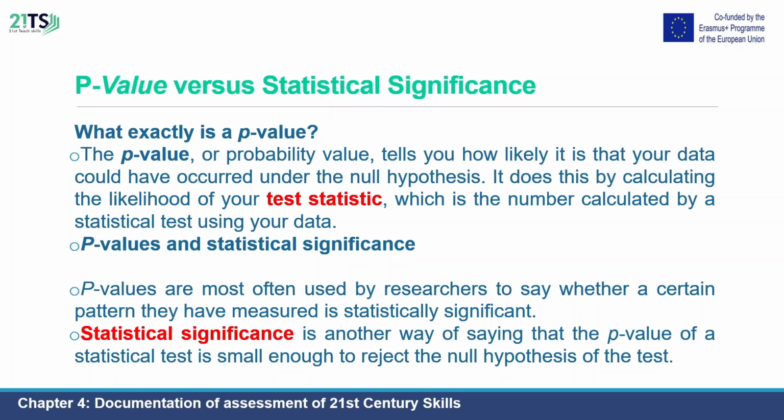What exactly is a p-value? The p-value, or probability value, tells you how likely it is that your data could have occurred under the null hypothesis. It does this by calculating the likelihood of your test statistic, which is the number calculated by a statistical test using your data.